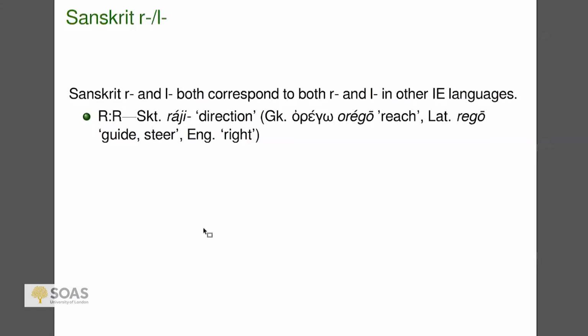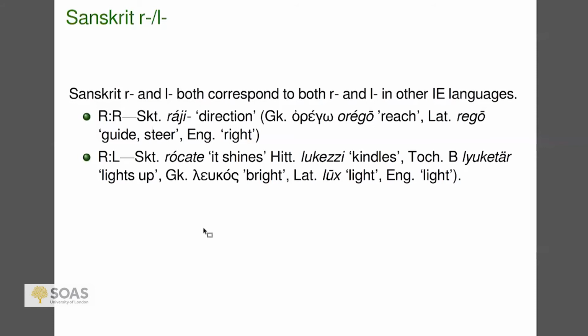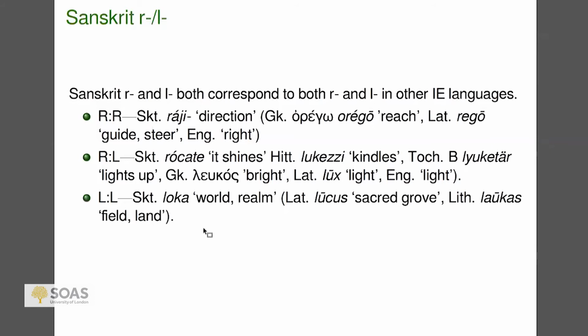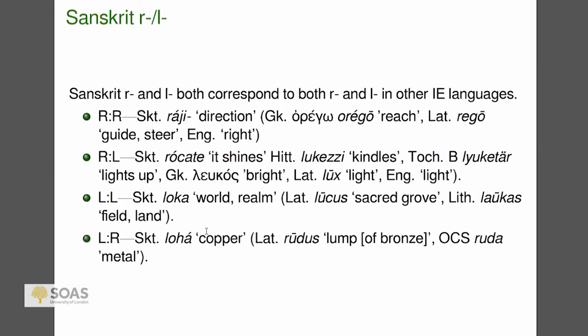But we also have R corresponding to L, where we have rocati in Sanskrit, it shines, which then corresponds to things, I'll skip the Hittite and Tocharian, things like leukos, bright in Greek, lux, light in Latin, and English light. So here we have R in Sanskrit corresponding to L in other languages. Then we also have L and L, so loka, world in Sanskrit, corresponding to lucus, sacred grove, for example, in Latin. And then we also have L and R. So something like loha, copper, in Sanskrit, corresponding to rudus, lump of bronze, in Latin.